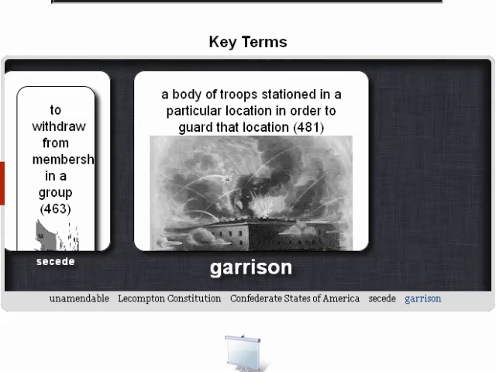So those are what we'll talk about, but first I want us to watch this video because it'll give an overview of the election of Abraham Lincoln and how that affected the United States.